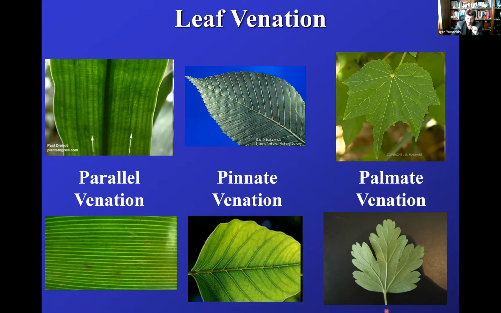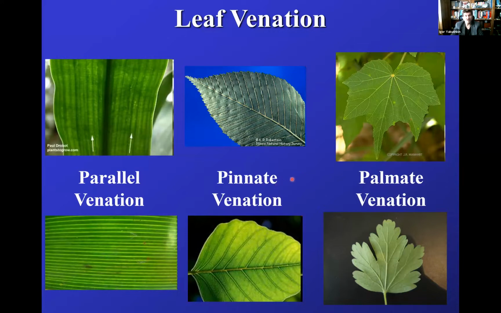The petiole, the main stem part of the leaf known as the petiole. Whenever the petiole or vascular bundles are coming in and spreading out like a palm of the leaf, palm, right? Coming in and then spreading out, that would be palmate venation. And then whenever you have secondary veins going to either side, that would be the pinnate venation.